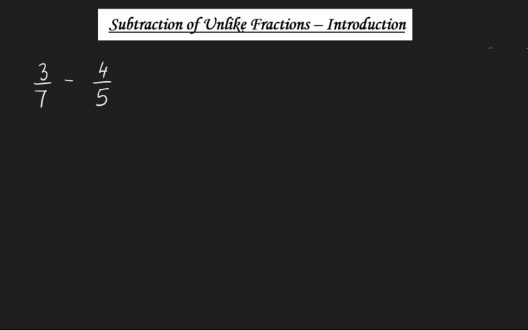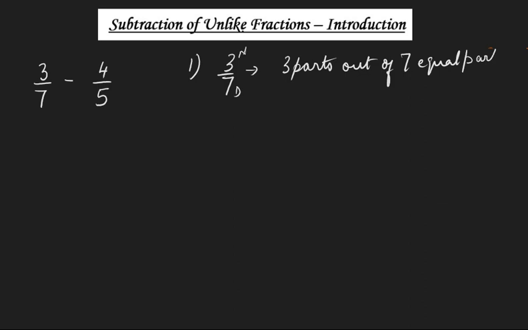Now, when you look at the sum, look at the fraction, the first fraction says 3 by 7, where the numerator is 3 and the denominator is 7, 3 parts out of 7 equal parts. And the second one says 4 by 5, which says 4 parts out of 5 equal parts.